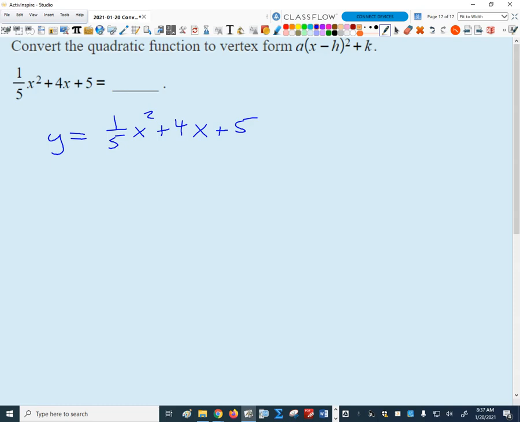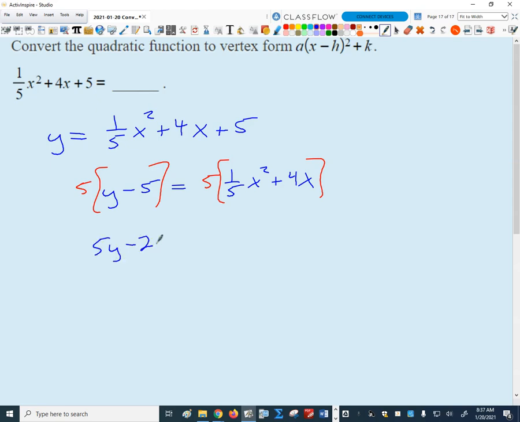Now we've got to get an x squared plus bx on the right side, so we're going to subtract 5 from both sides. Okay, now I've got to undo multiplying by 1/5 to get an x squared on the right side. So that means I'm going to multiply each side through by 5, which is going to give me, and that's so easy to distribute, why not?